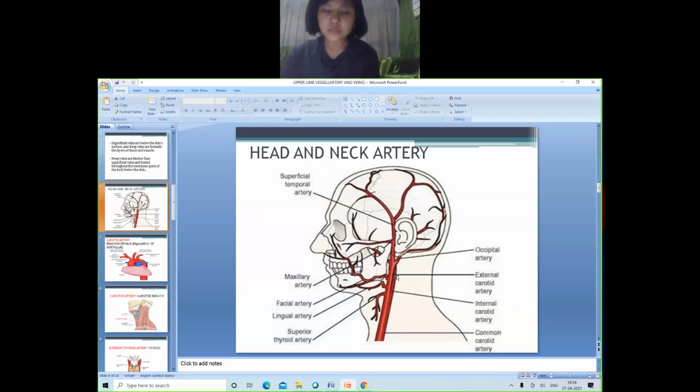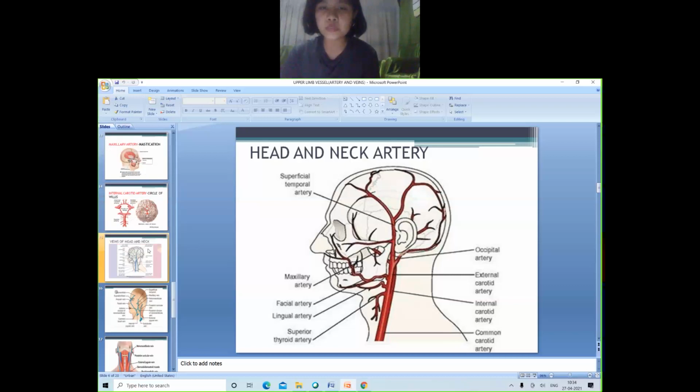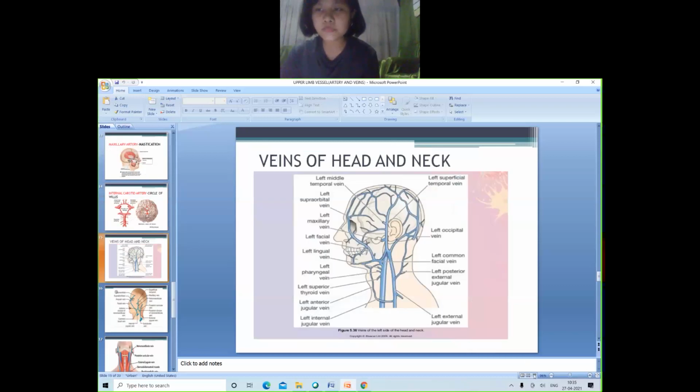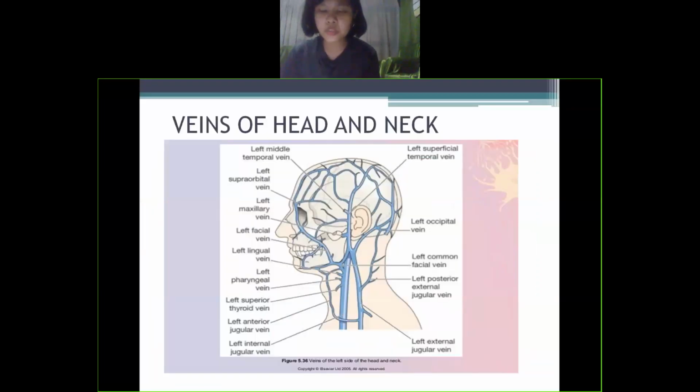Okay, the superficial veins. And as they come, they will unite with what? They will unite with the external jugular vein. This one. This is the jugular vein, right? Jugular. They will unite with the external jugular vein.